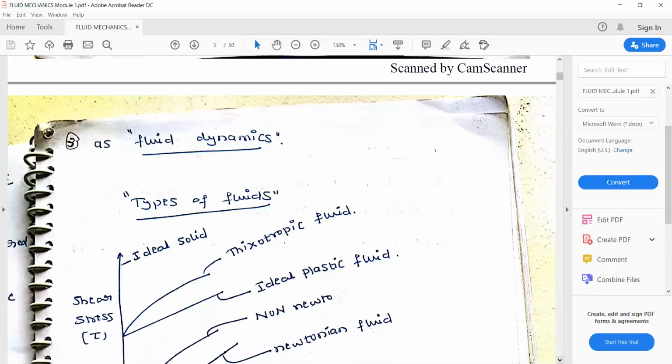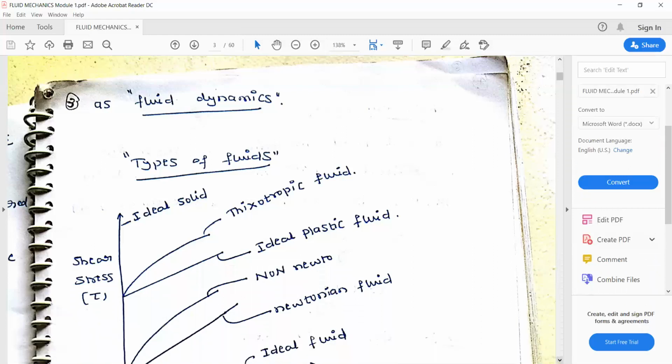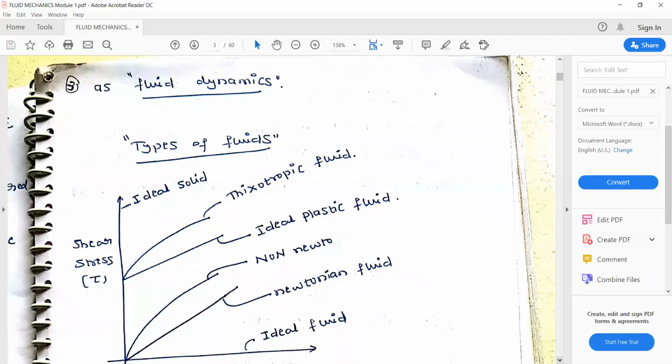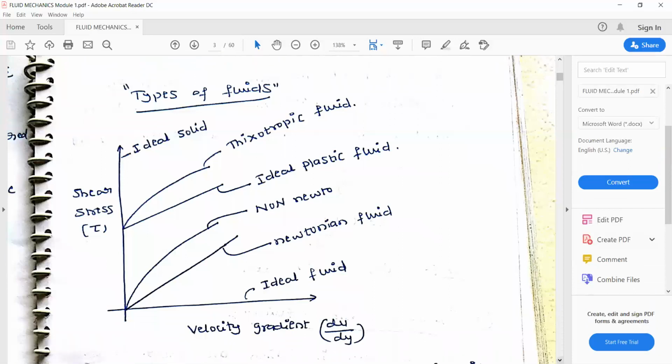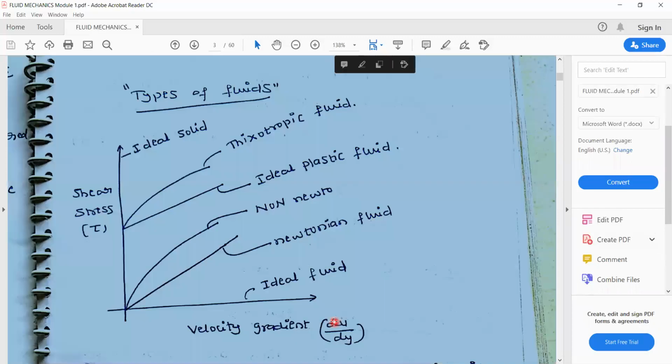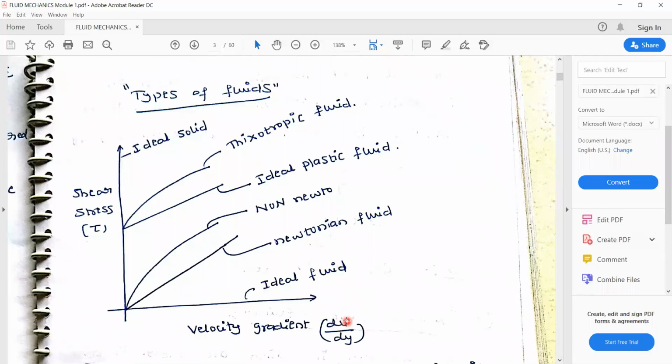Then, different types of fluids. Actually, there are different types of fluids. To explain this, we will plot a graph of shear stress versus velocity gradient. This is the shear stress term, and the velocity gradient is on the x-axis, that is du by dy. That means how the velocity is varying with respect to distance.